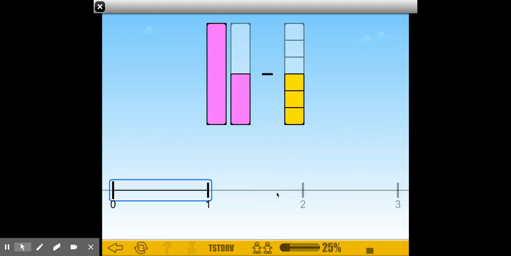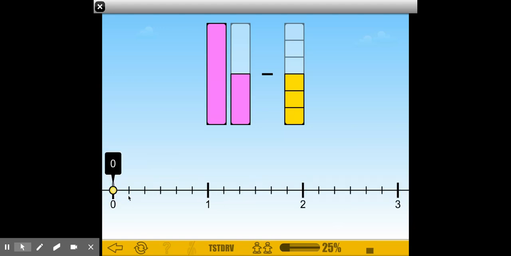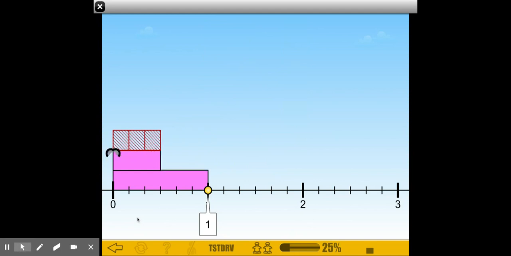Now we're looking at 6ths, and we are also looking at halves. And 6 is going to be your least common denominator here. So we can divide everything into 6ths, show 1 1/2 or 1 3/6 minus 3/6, which would bring us back to 1.